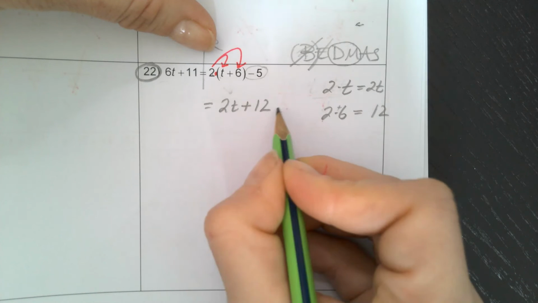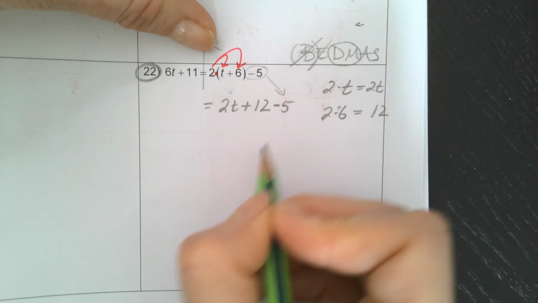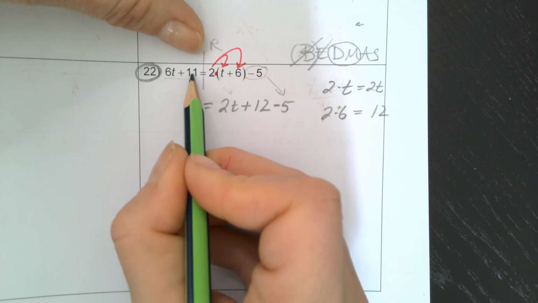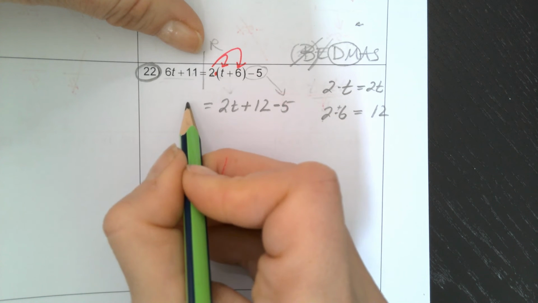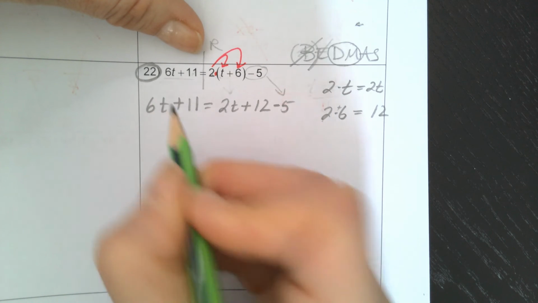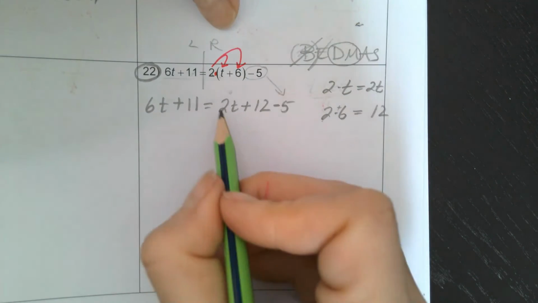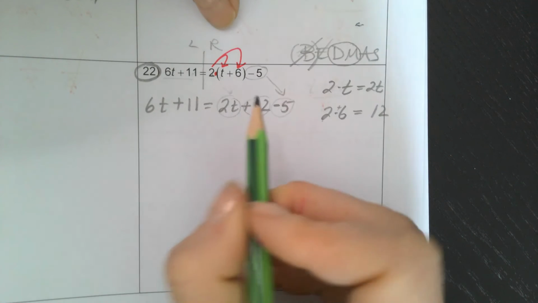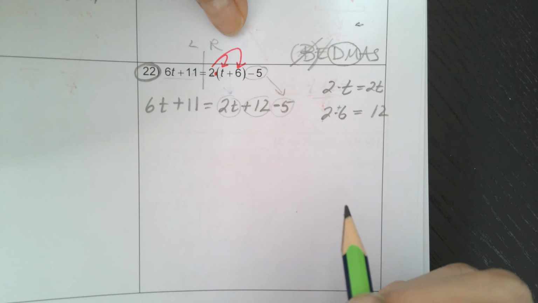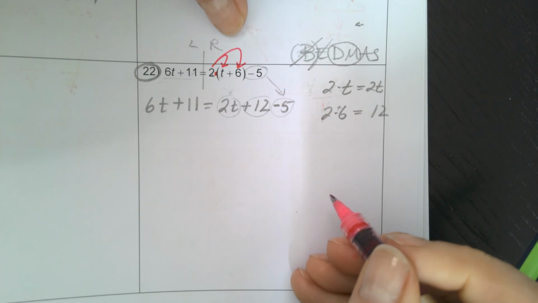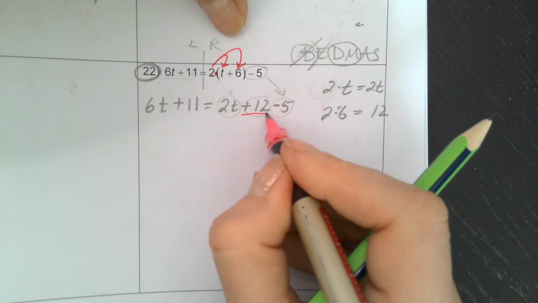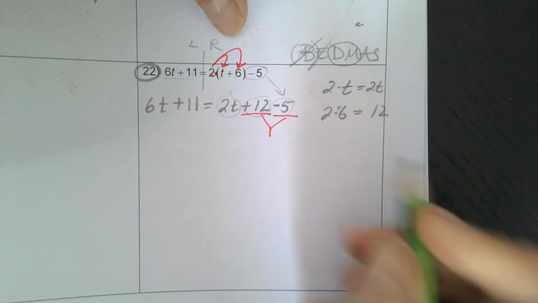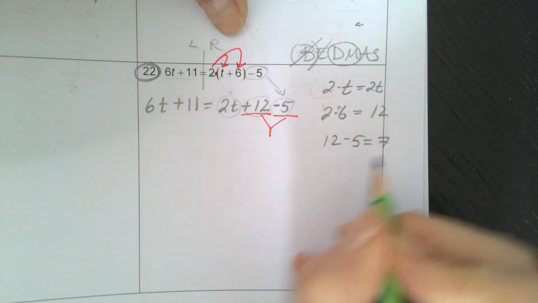Then I have this 5 just hanging around. Make sure you copy him down. Can I put these together? Nope, because the 11 does not have a t, so I cannot put them together because they're not like terms. Okay, it looks a little better, but my right side has 1, 2, 3 terms. Can I simplify the right side a little bit before we start to solve it? Yeah, this does not have a t, this does not have a t, so they're like terms, so I can put them together. So 12 minus 5 equals 7, so this is 7.